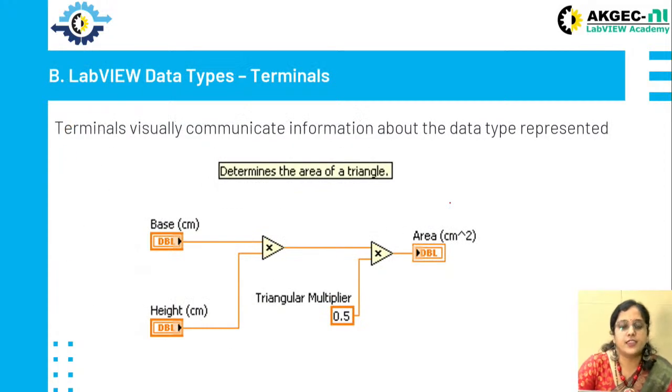If we see the block diagram part, whatever we choose in the front panel, the control or indicator, the icon will be automatically connected at the block diagram part. That icon which is available on the block diagram is known as a terminal, and we will see how this will look. So quickly we will generate one VI for determining the area of a triangle.